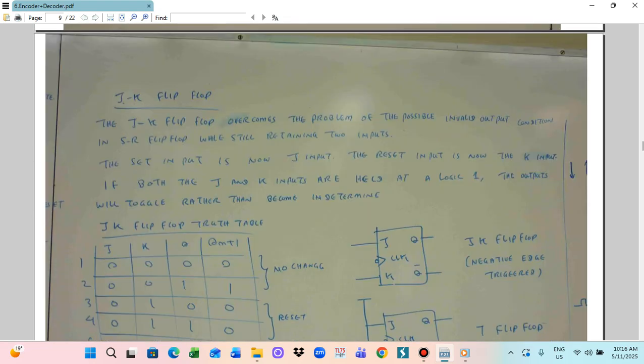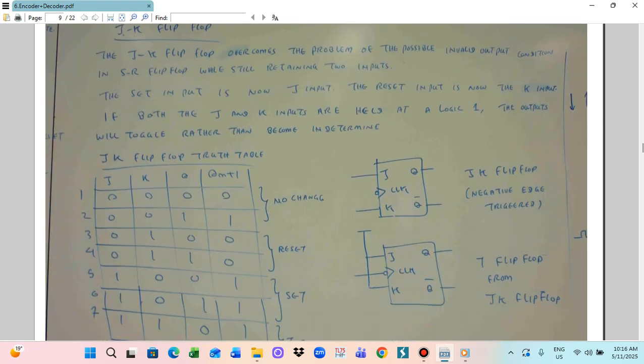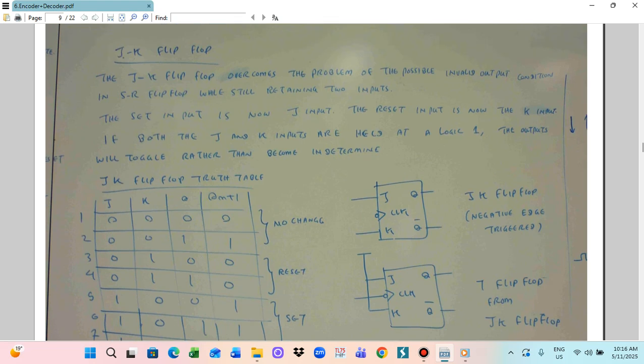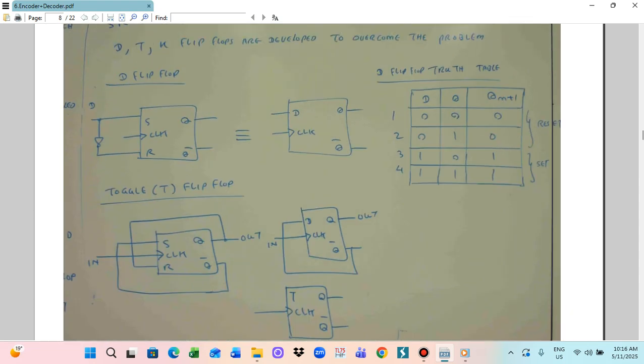The JK flip-flop, as I told you, versus the SR flip-flop. The SR flip-flop has a condition where an invalid situation can happen. If you press S and R all together, the situation is invalid, so the flip-flop will not work. So we need to overcome this situation, so we use the D flip-flop, T flip-flop and JK flip-flop. This is the diagram for the T flip-flop. The combination of J and K, so we can produce the JK.